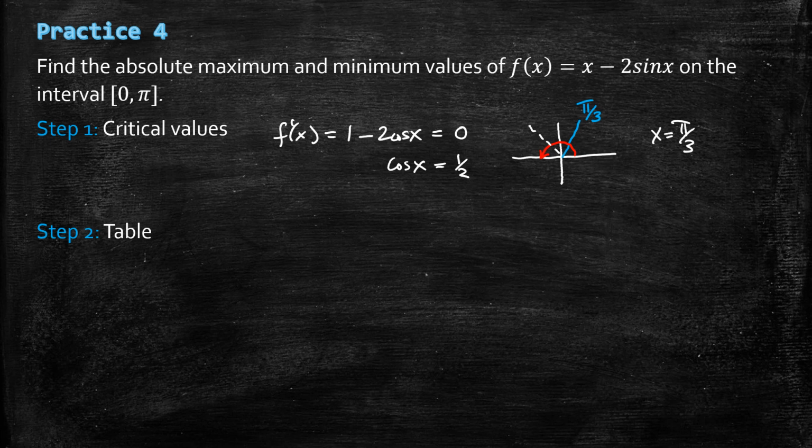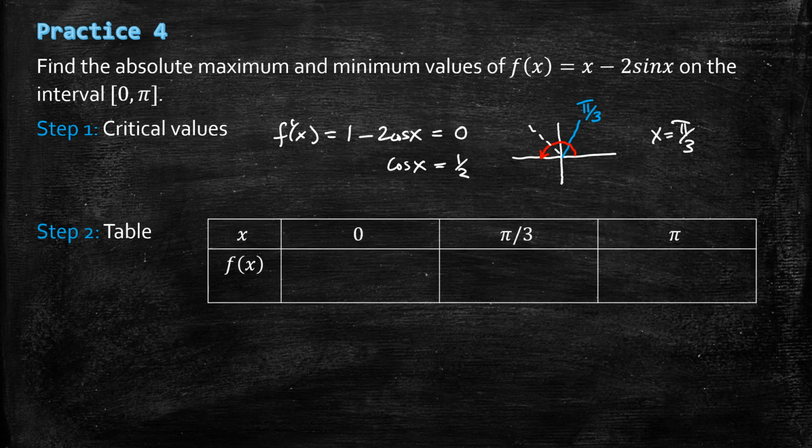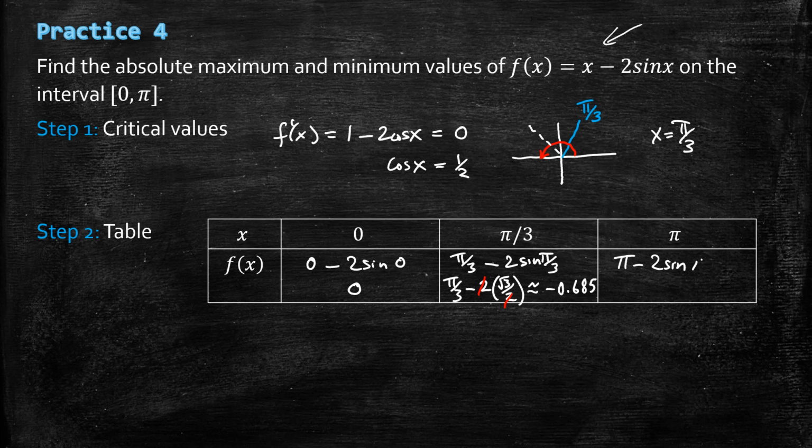Step 2 is to create the table. Here are the endpoints 0 and pi with that one critical value. Then we plug in. Remember, we're looking at the function itself. So f of 0 will be 0 minus 2 sine 0, which is just 0. For pi over 3, we get pi over 3 minus 2 sine pi over 3, and sine pi over 3 is rad 3 over 2, so the 2's cancel out, giving pi over 3 minus rad 3. At some point it might be good to grab a calculator, and that comes out to be -0.685. Finally, pi minus 2 sine pi comes out to be just pi, sine of pi being 0.